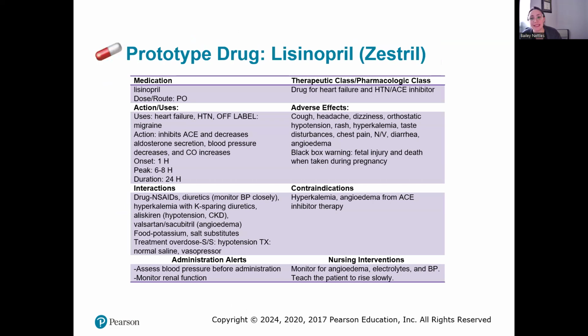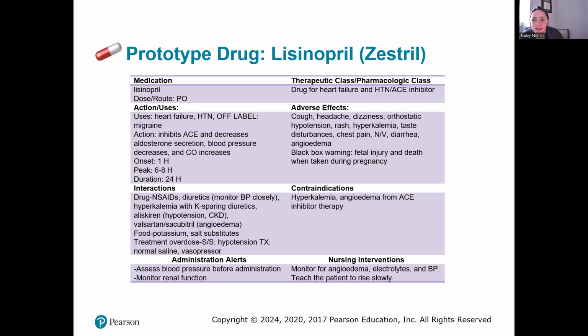So one of the most common ACE inhibitors is lisinopril. It's used for heart failure, high blood pressure, and then the off-label use of migraine. It inhibits ACE and then decreases aldosterone secretion. Blood pressure decreases and cardiac output increases. Okay. The most common side effect is a cough. It's a dry, non-productive cough, and it's really annoying, and it doesn't really hurt anything. It's just annoying. That's a very common one.